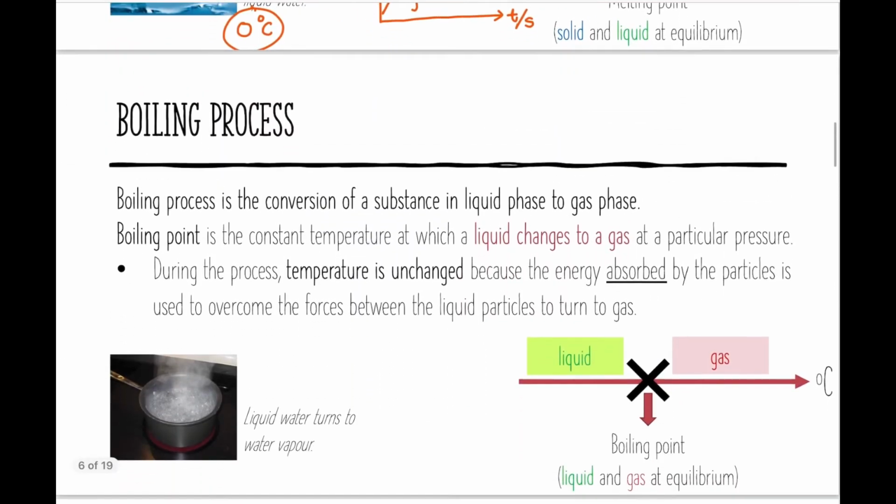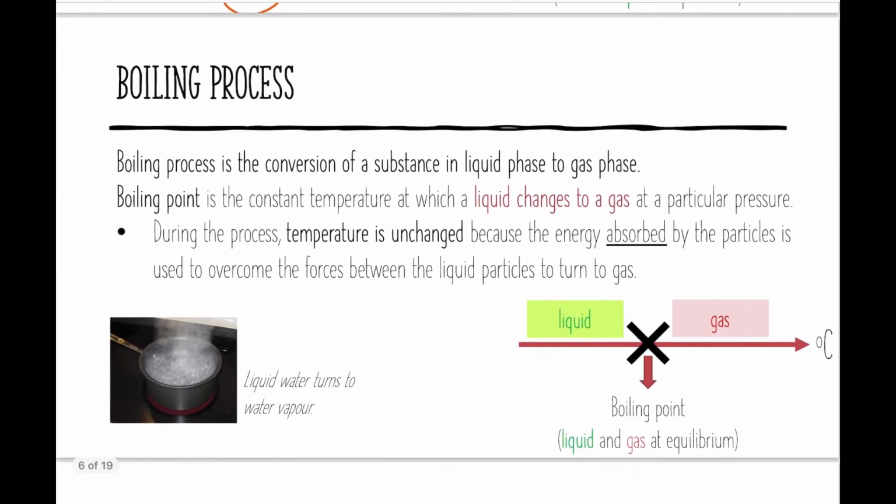Next, we are going to talk about boiling process. Boiling process is the conversion of a substance in liquid phase to gas phase. Generally, the processes where liquid turns to gas is vaporization. This is the general terms. Specifically, evaporation is the same process but occurred only on the surface of the liquid at any temperature.